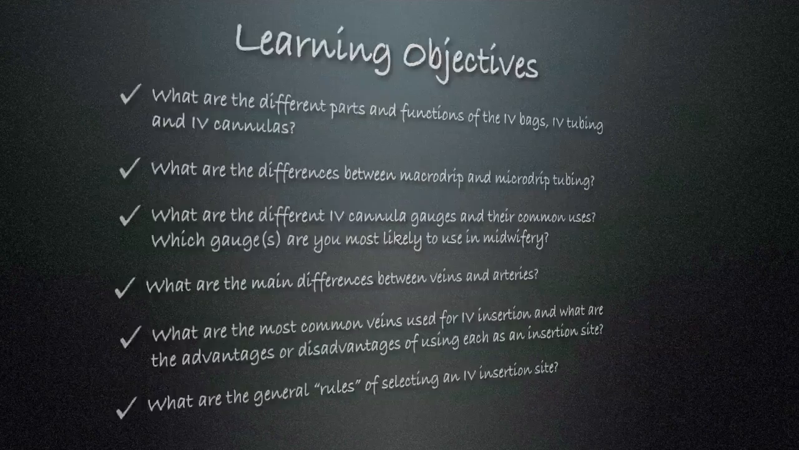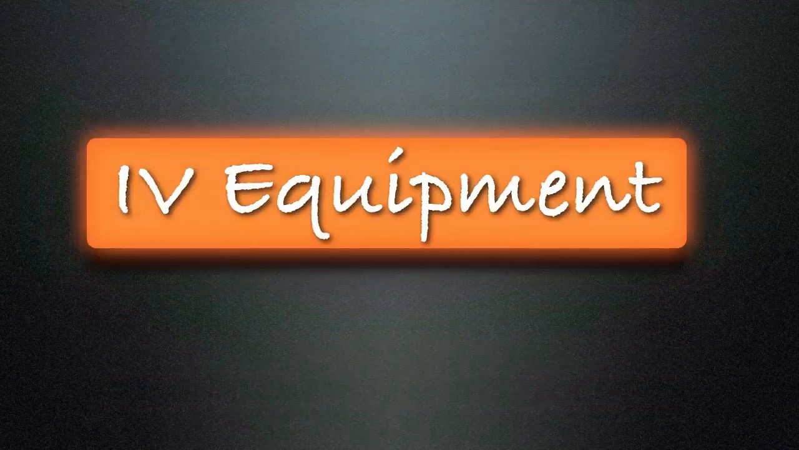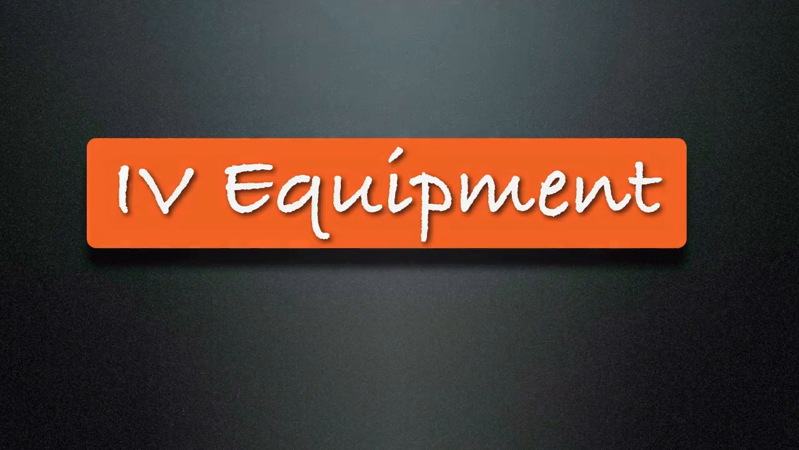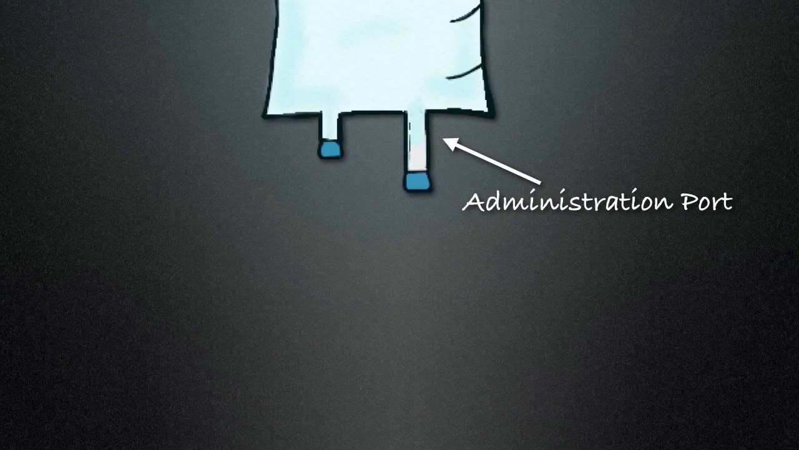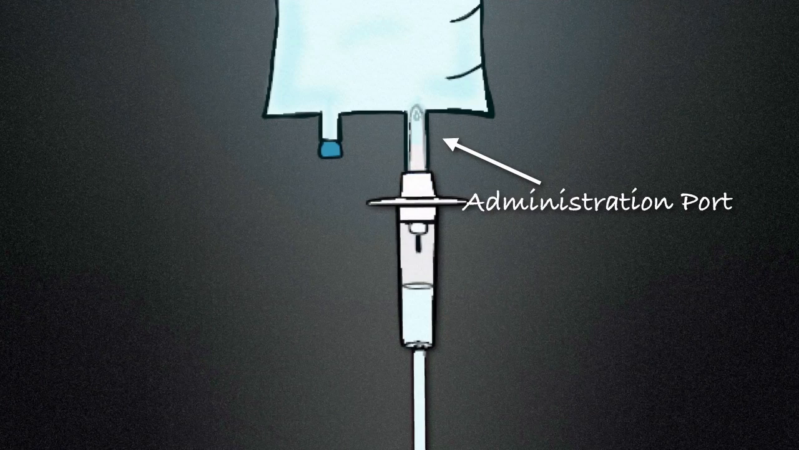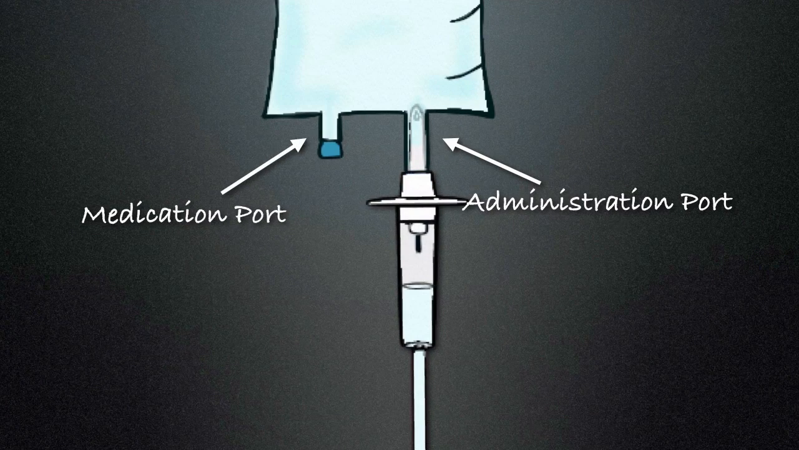We've talked about IV solutions, but let's start now by taking a closer look at the IV bags themselves. You'll notice that most IV bags have two different ports. One is the administration port, where the IV tubing connects to the bag, and the other is the medication port, where medications can be added to the bag of IV solution if needed or desired. There are a variety of types of IV bags and bottles, so the ports may look different or be located in different places depending on the type of bag you use.